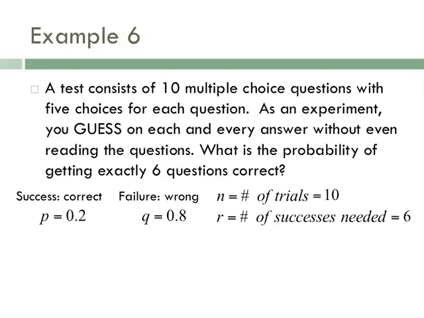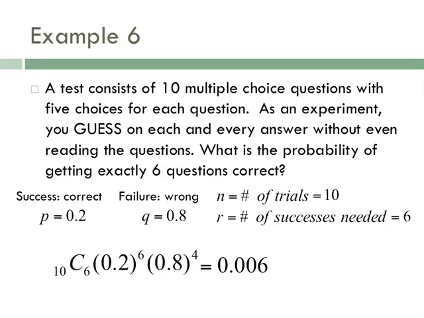All right, so now we can go ahead and plug it into the formula. So 10 choose 6. And then probability of success, or probability of being correct, is 0.2, raised to the 6th power, because that's the number of successes that you need. And then times Q, the probability of getting it wrong, is 0.8 raised to the 4th power. Okay, so multiplying that out, we get 0.006, which is 0.6% chance of getting exactly 6 questions correct.